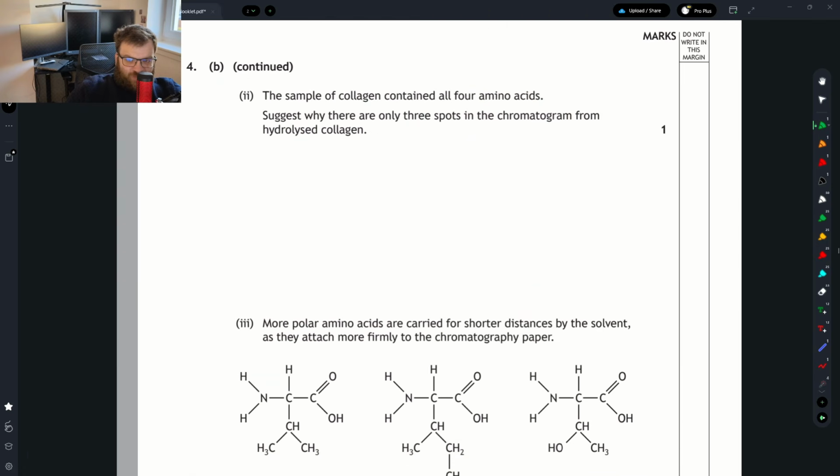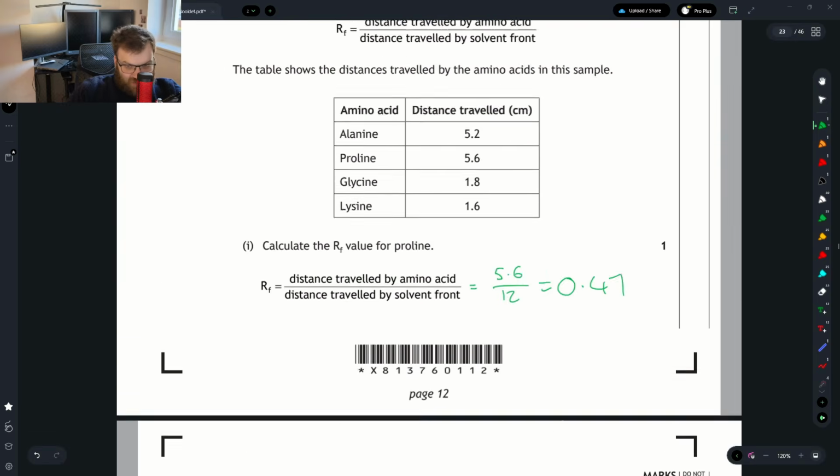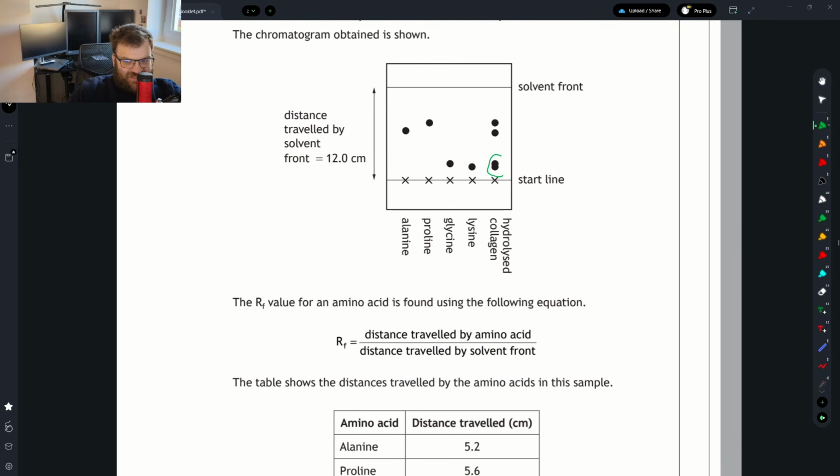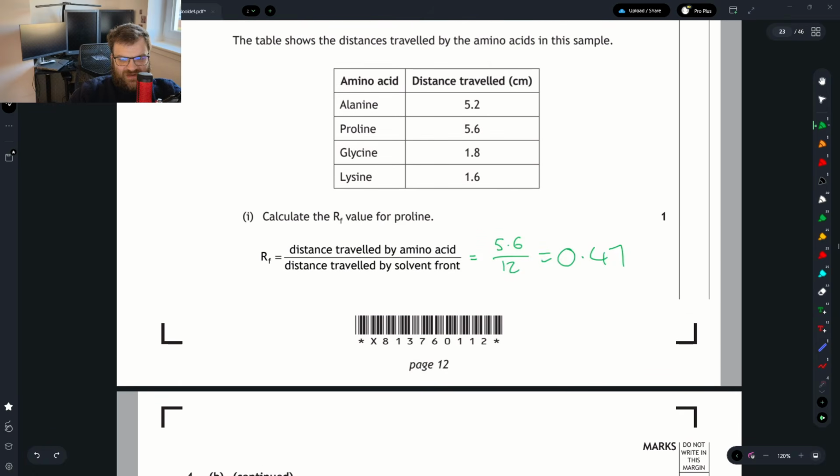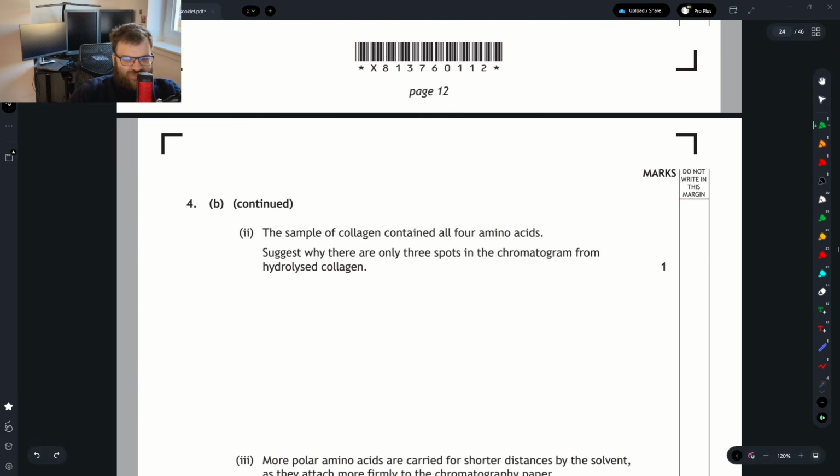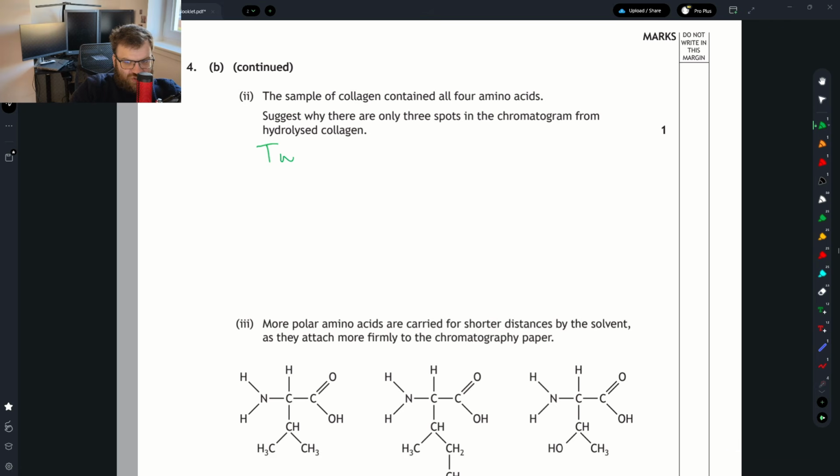It tells us that there are 4 amino acids present, but there are only 3 spots. When you look at this here, you can actually see it. They aren't exactly in the same position, but there's a bit of overlap. This must mean that the retention factors, the values for them, must be very similar. So 2 amino acids have similar RF values.